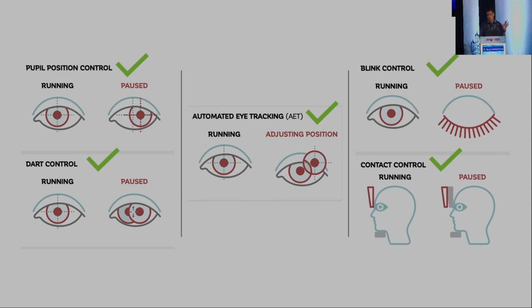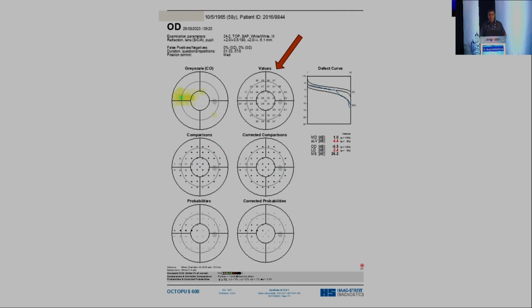What this essentially means is that if the patient is feeling fatigued, he can simply close his eyes. The machine will automatically stop, and once he opens, the machine will restart. This is why a lot of people who have unreliable results on Humphrey can get actually reliable results on the Octopus. Now we look at the representations.